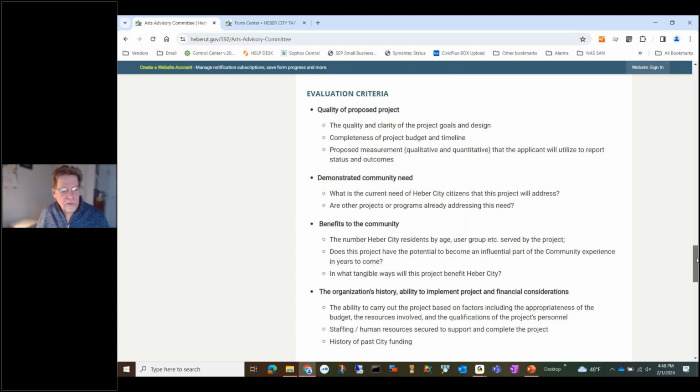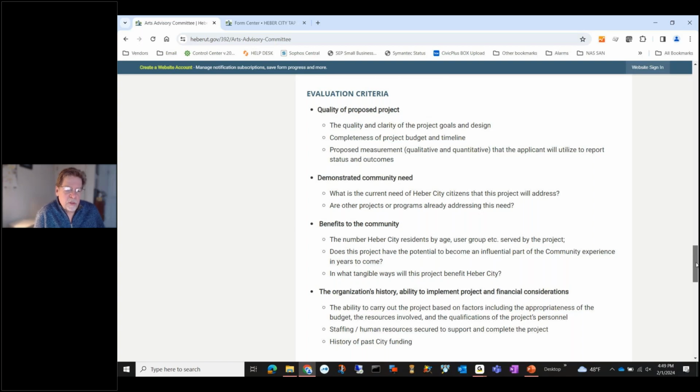Also, in terms of the demonstrated community need, you can read what's there. As I said earlier, specifically, what are the Heber citizens in the project needing, and how will that be addressed? With that, we move to the benefits. What are the number of residents by age or user group served by the project, or does this project have the potential of becoming influential to the community experience in years to come? So it's not just a temporal thing. It could be something that is going to be more long lasting than just the actual event. Perhaps a series of events might be an example of that.